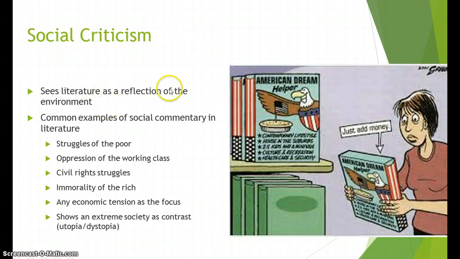Social criticism in literary theory means seeing literature as a reflection of the environment. Some common examples of social commentary in literature would be expressing the struggles of the poor, oppression of the working class, civil rights struggles, immorality of the rich, or any economic tension as a focus. Some novels that are prime for social criticism show an extreme society as a contrast. So many of your utopian or dystopian novels fall into this category as well.